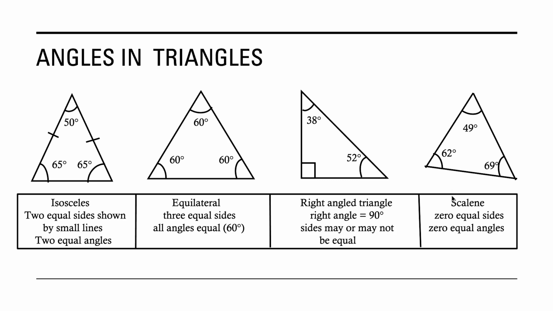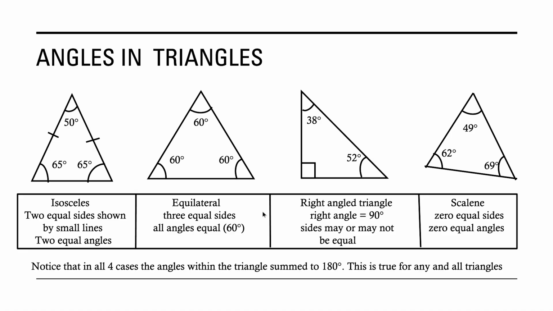The final type of triangle is a scalene triangle. It has no equal sides and no equal angles. This one doesn't come up very often in GCSE maths, but you should still definitely know about it. Notice that in all 4 cases, the angles within the triangle sum to 180. This is true for any and all triangles.